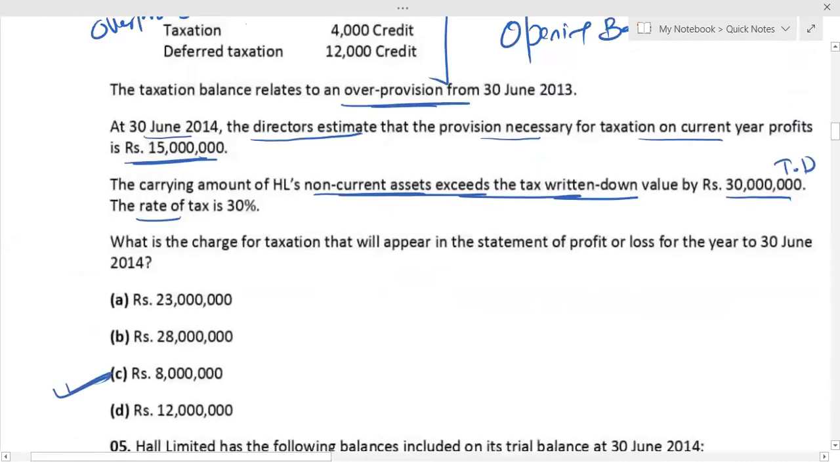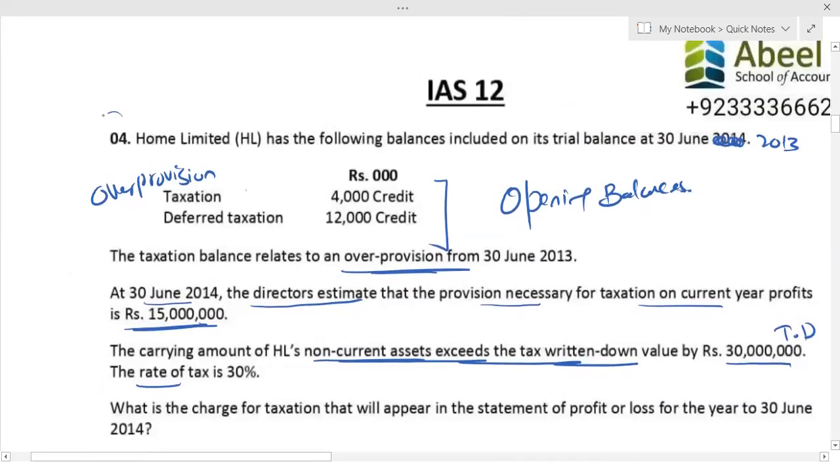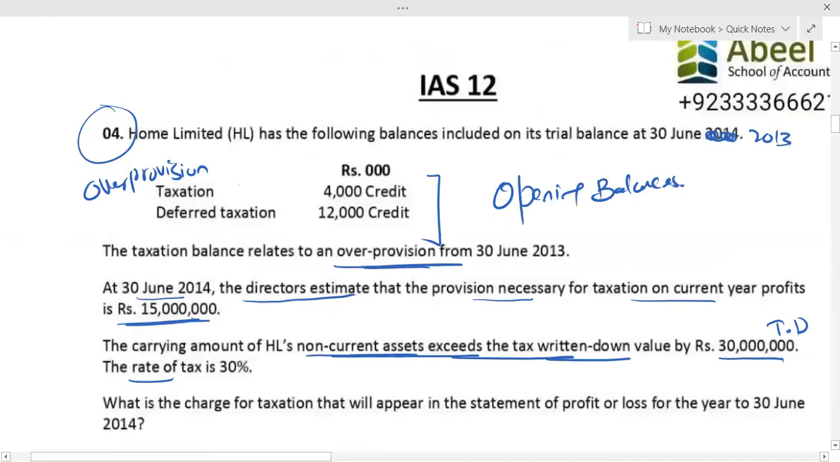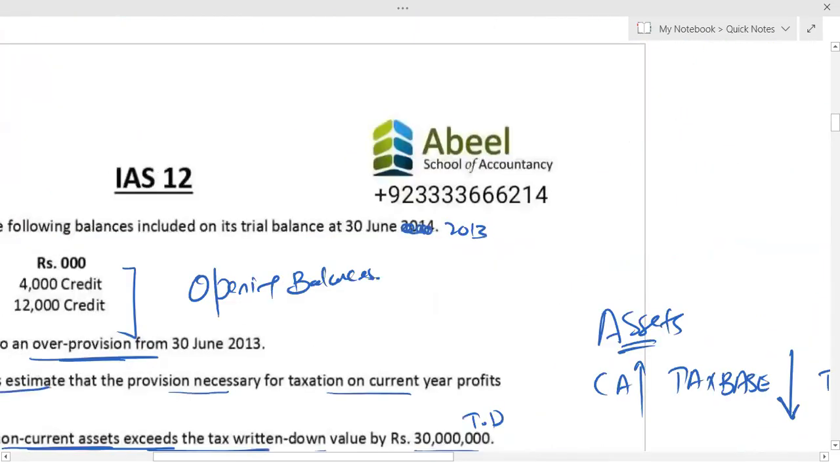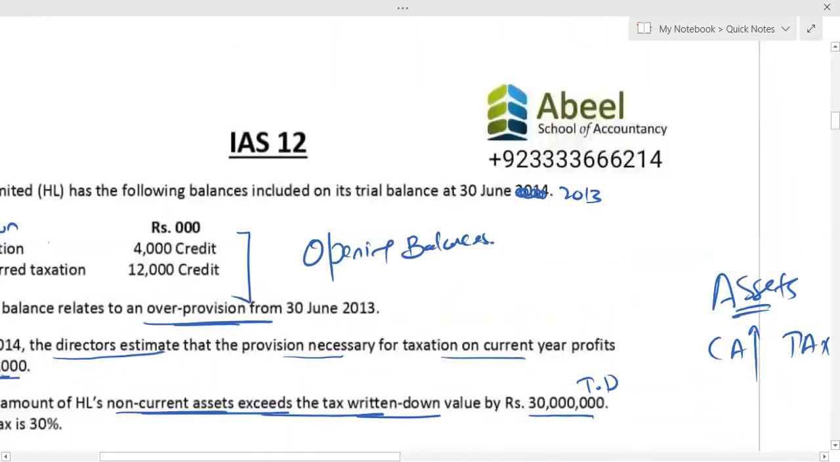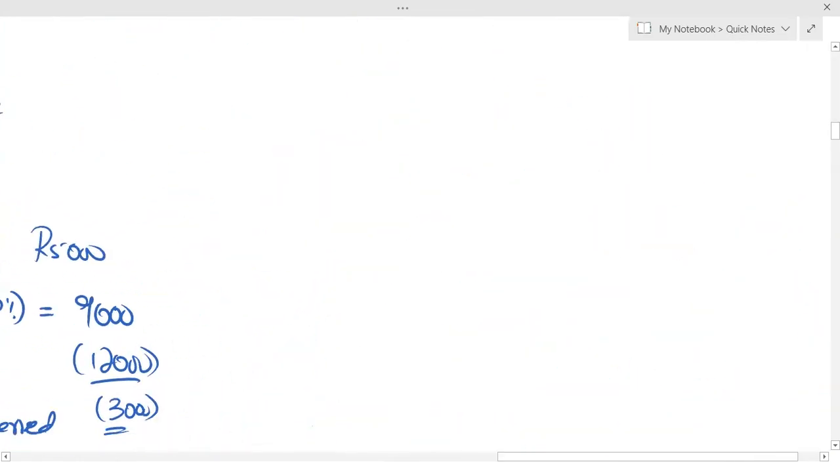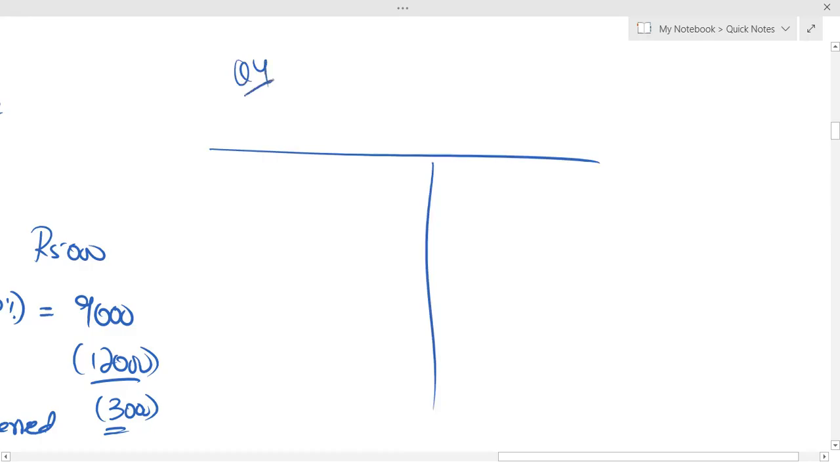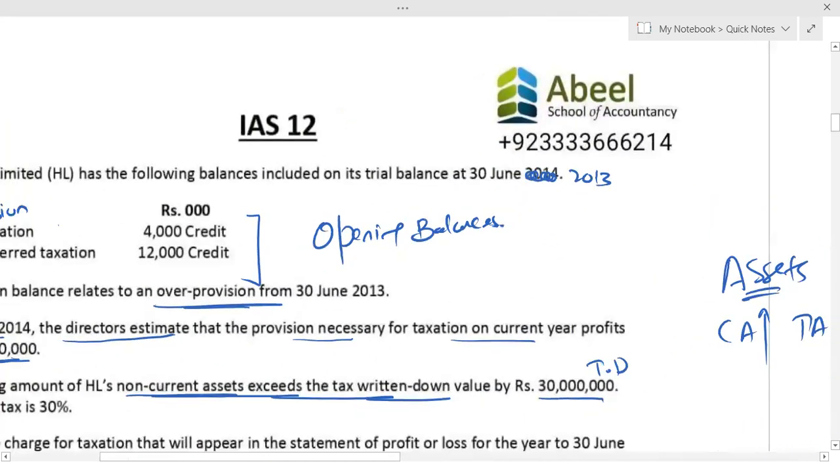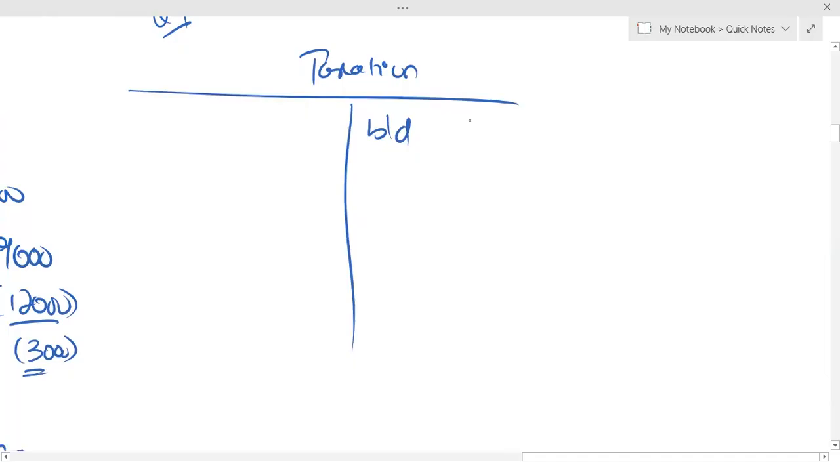Now let's try to solve question number 4 by using a T account. Taxation, brought down. The opening balance of the current tax is 4,000 and deferred tax is 12.